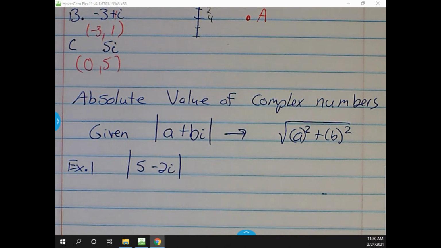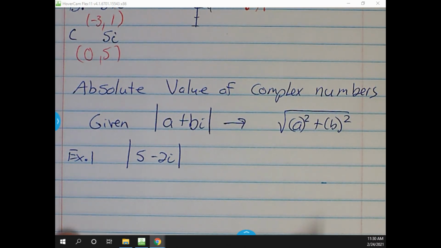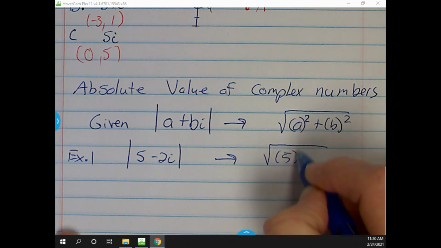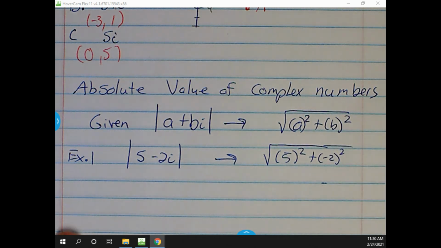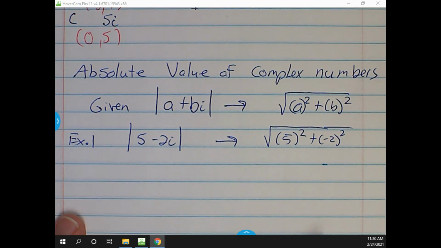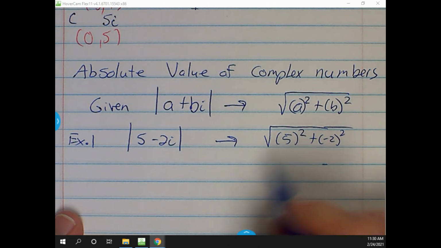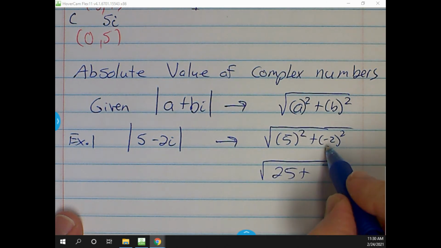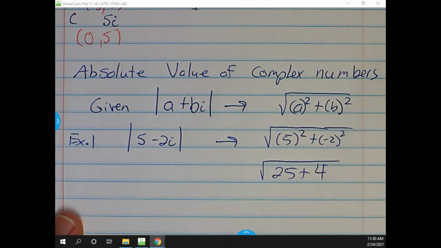Okay, so if they tell you to find the absolute value of 5 minus 2i, again, all you do is you take the first number, square it, you take the second number, and you square that. And from here, it's just pretty much order of operations. If you have something like this, you go ahead and do the first number squared. So 5 times 5 is 25. If you do -2 times -2, that's still going to be a +4. And then you can go ahead and add the numbers, 25 plus 4 to make it 29.